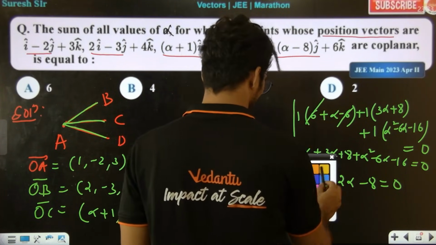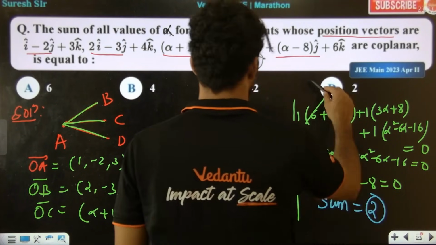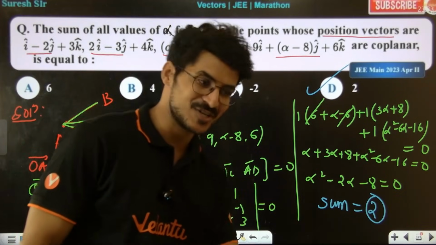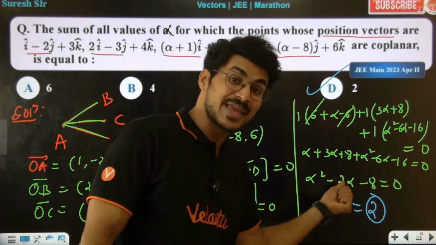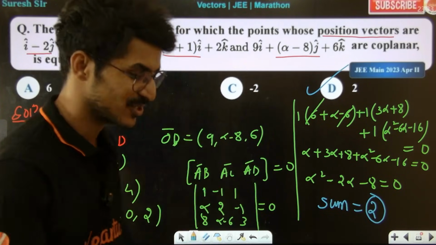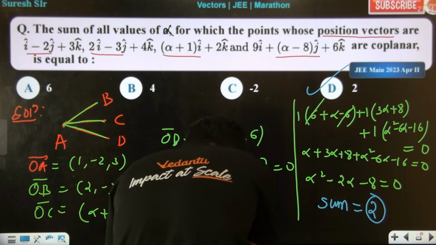Sum is minus B by A. Sum is 2. Option D is the answer. Any doubt? Tell me. Sum is minus B by A from the quadratic formula, so 2 by 1. 2 is the right answer. Cool. Any doubts? So, next question.